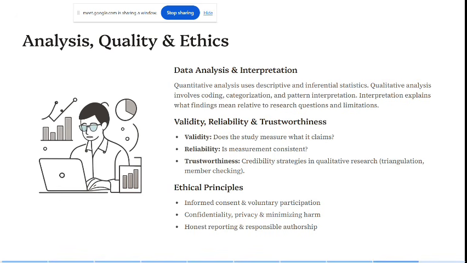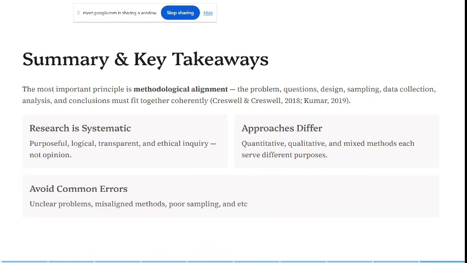If there is a limitation, if there is a problem with our work, if we have not conducted our research study well, we need to indicate or report that with honesty, because this is our responsibility, and we should take the responsibility of authorship as well. Okay, the summary and some key takeaways are there for you to consider at the end of this presentation.